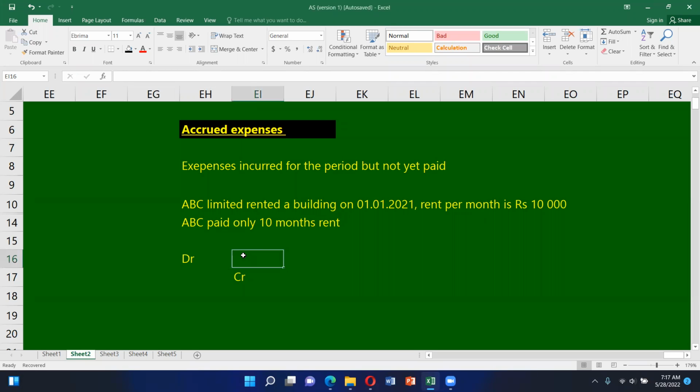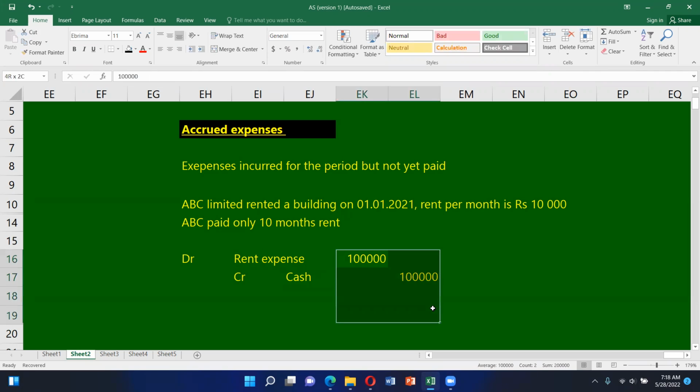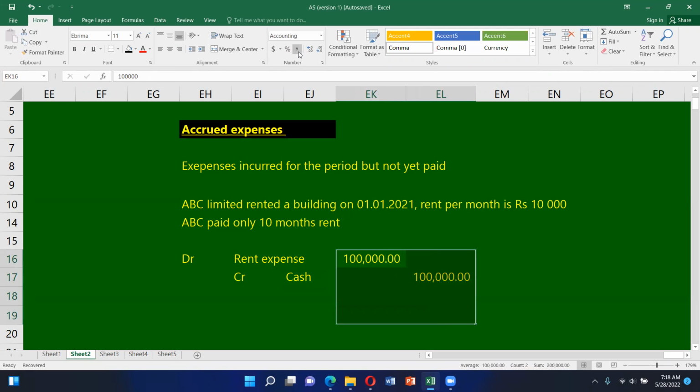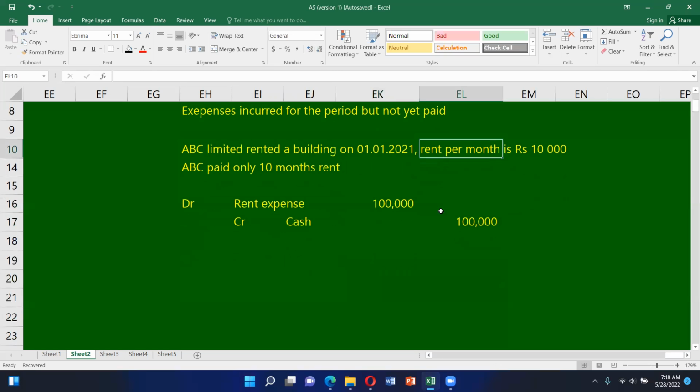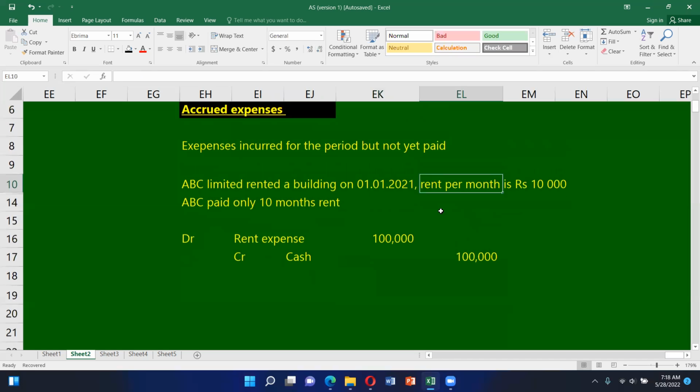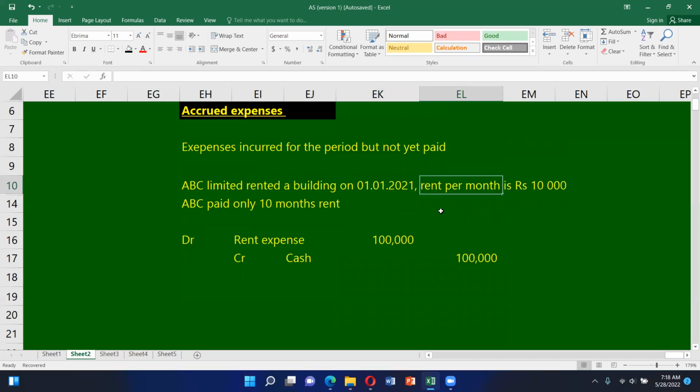Okay. So the basic entry is, whatever you paid in cash, put that to the expense. Right? So rent expense debit, cash credit. How much did you pay? 100,000. Let's copy this down. Right.